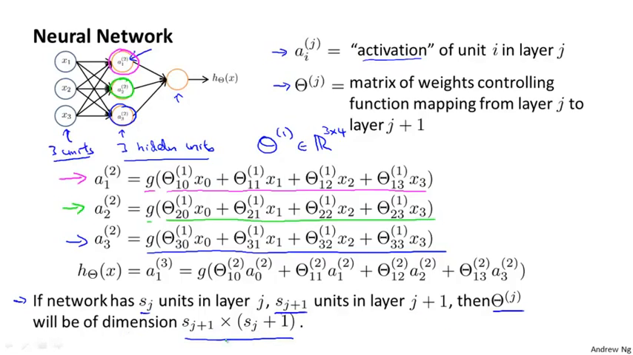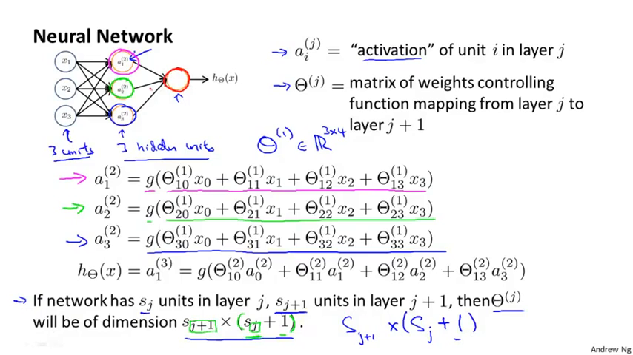Just to be clear about this notation, this is S subscript j plus 1, and that's S subscript j, and then this whole thing plus 1. So that's S subscript j plus 1 by Sj plus 1, where this plus 1 is not part of the subscript. Okay, so we've talked about what the three hidden units do to compute their values.